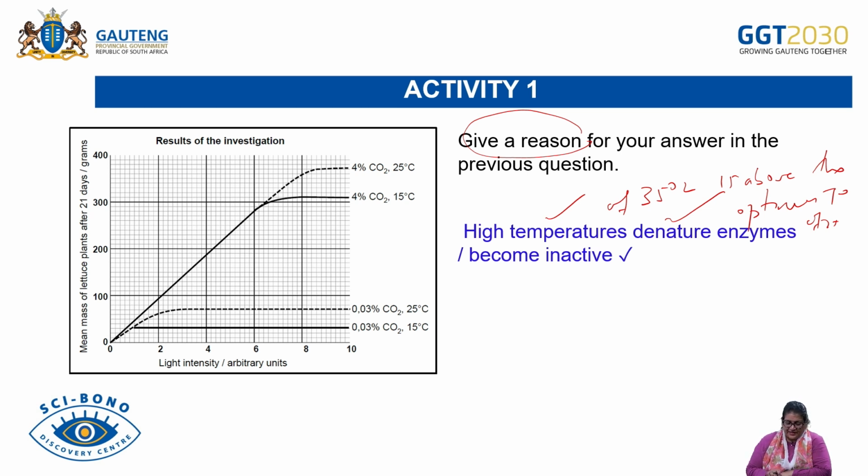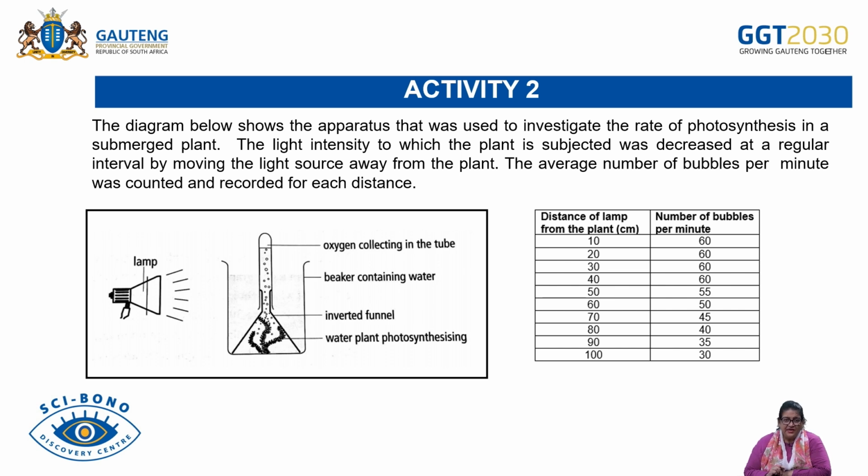Okay. Now, this is another activity dealing with another experiment which you do in photosynthesis. Can you remember this diagram? Can you remember your teacher doing this experiment even as a demonstration in the classroom? Here is a light or a lamp, and what is it giving off? It's giving off the light intensity.